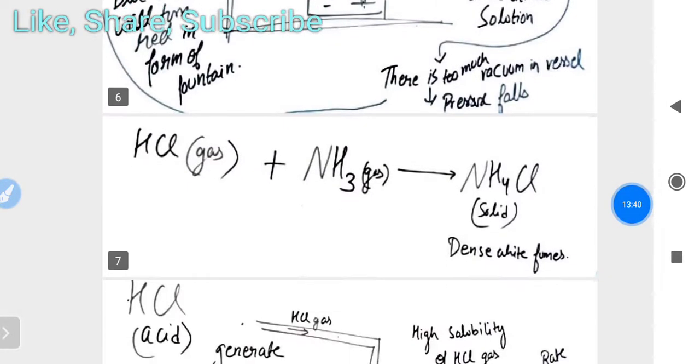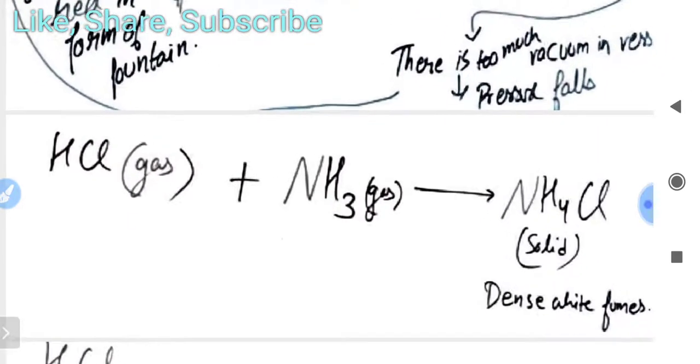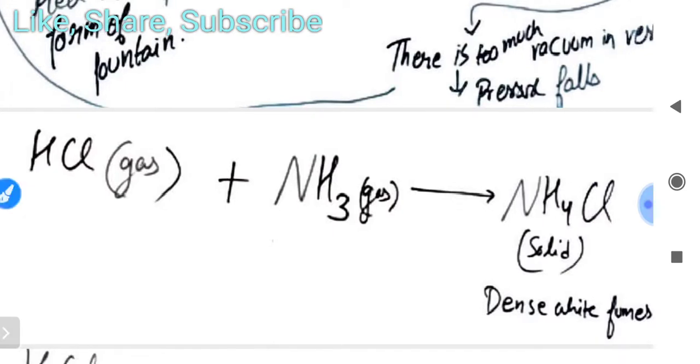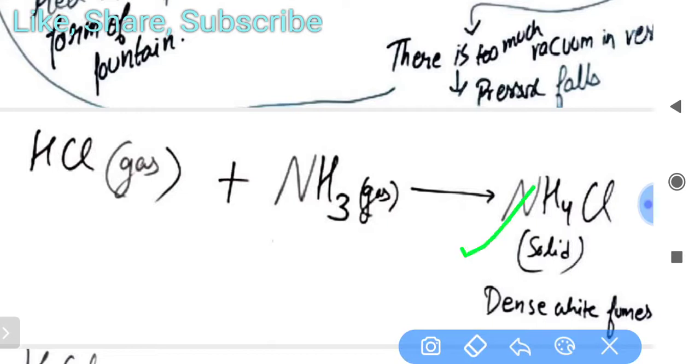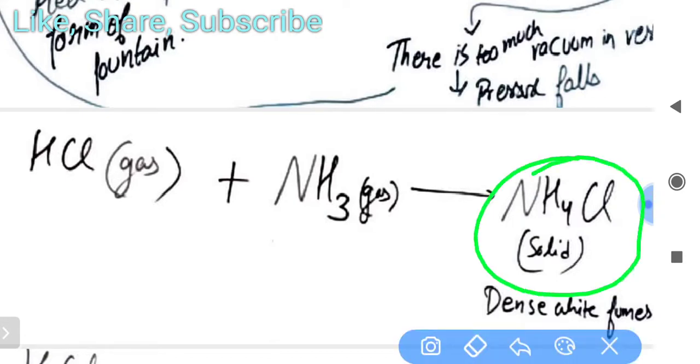Okay, now we move ahead. One major thing I want to tell you is that HCl and NH3 gas, when combined, form a solid, NH4Cl, ammonium chloride. Dense white fumes of this solid evaporate.